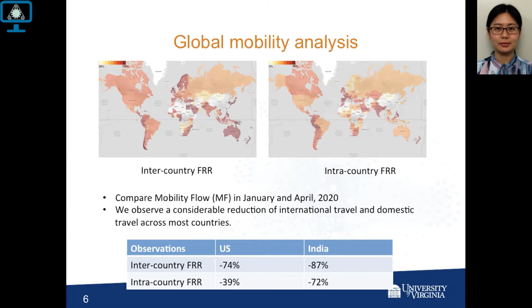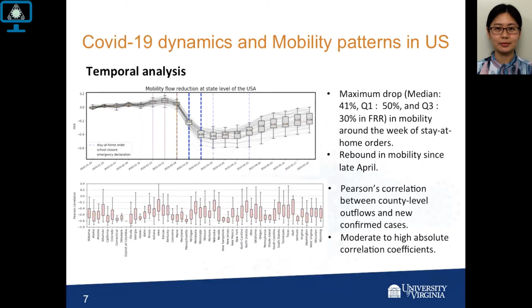And also, both countries started implementing social distancing measures at very similar times. From the result, we observe 74% and 87% inter-country flow reduction for the US and India respectively. And the average intra-country flow reductions for the US and India are 39% and 72% respectively. So we see a considerable reduction here. And next we look at the analysis in the US.